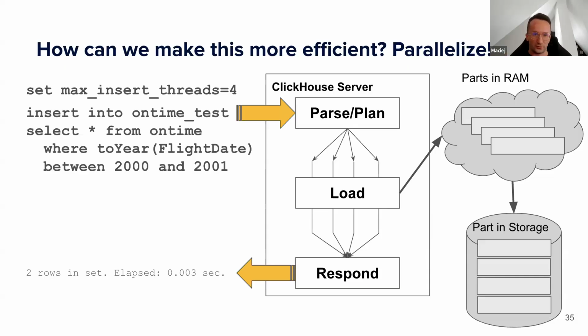So you cannot create too many parts because later you have that merging process, which can take I/O and resources. So it's important to create as big a part as you can. So this is how data insertion looks in ClickHouse. If we move to the next slide.